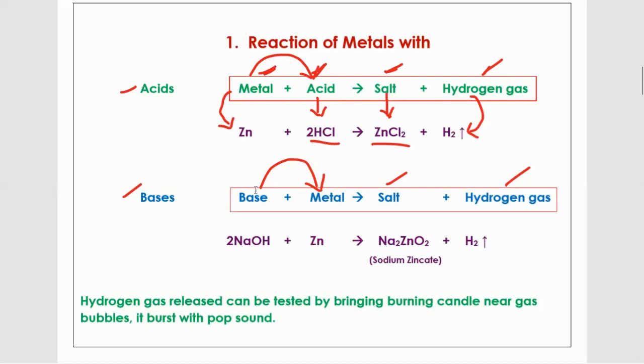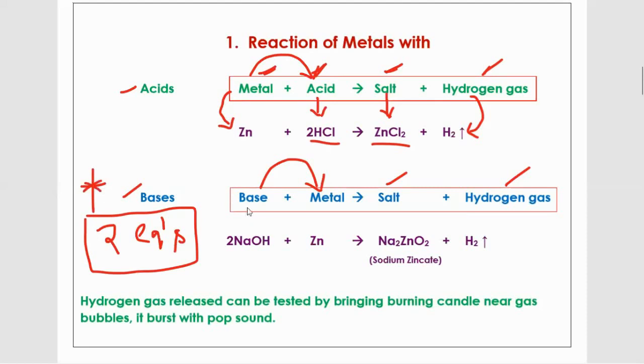But while coming to bases, we have only 2 equations in your 10th textbook, and those 2 equations are so important. First we'll see these acids, later on we'll go with bases. I told you there are many equations regarding acid and metal, but there are only two equations regarding base and metal combination. And I told you one gas is produced, that is hydrogen gas.